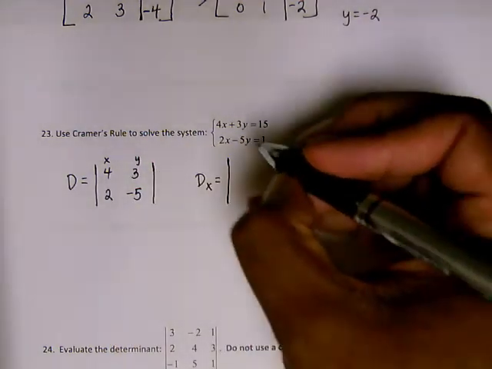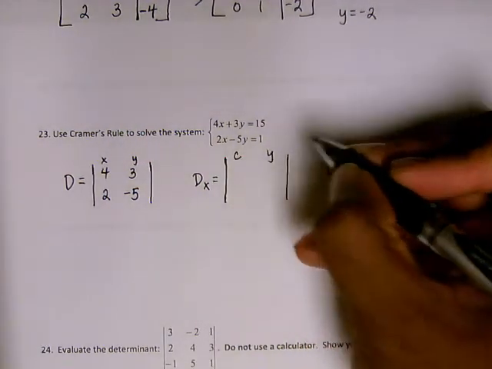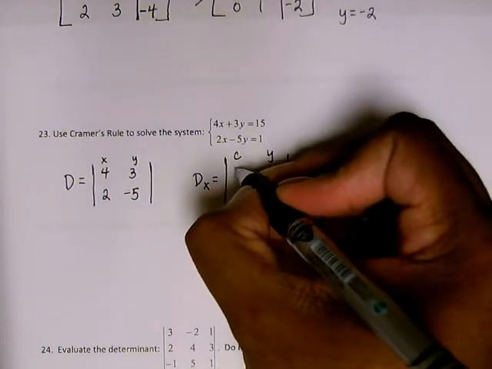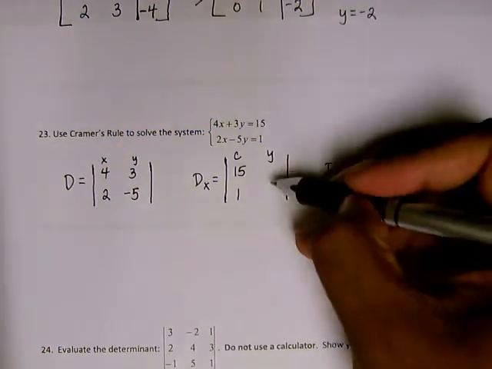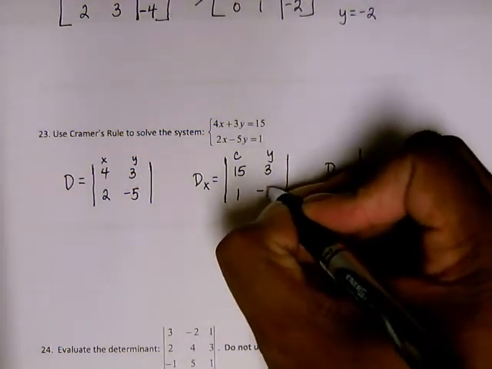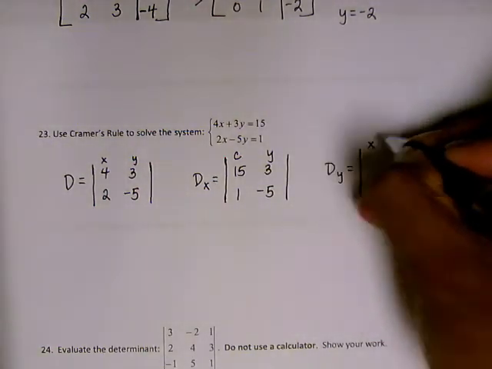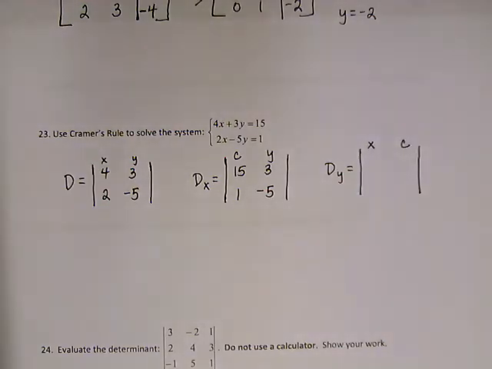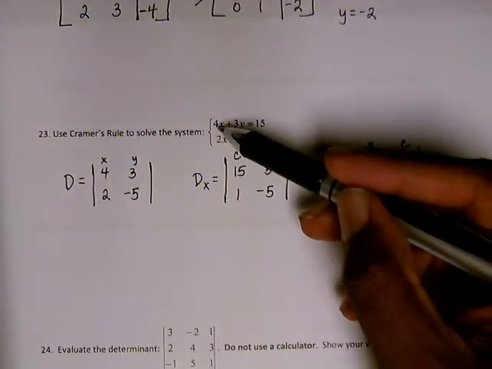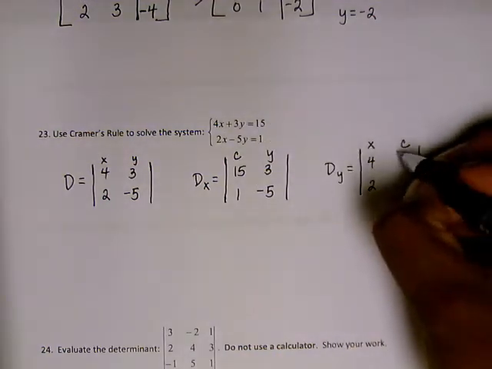Now d sub x, instead of your x going in the first column, it's going to be your constants. The second column is your y. So your constants are right here, 15 and 1, and then your y coefficients are 3, negative 5. And then d sub y. First column is your x. The second column, instead of your y's, is going to be your constants. So your x column of coefficients will be 4 and 2, and then your constants are 15 and 1.